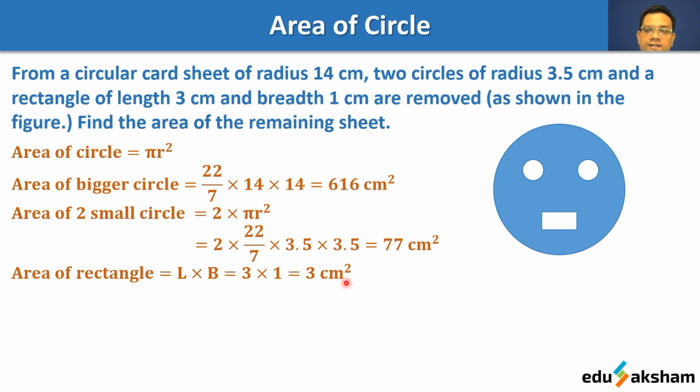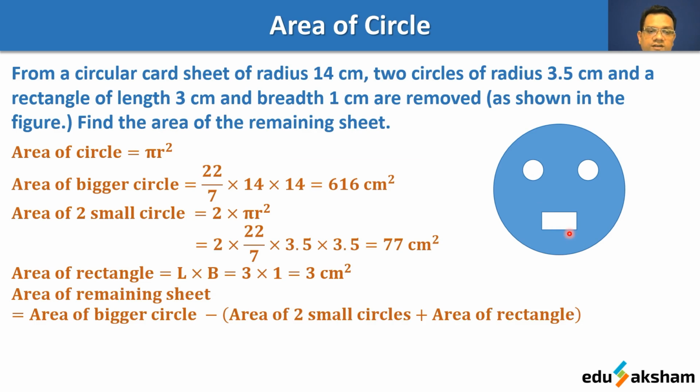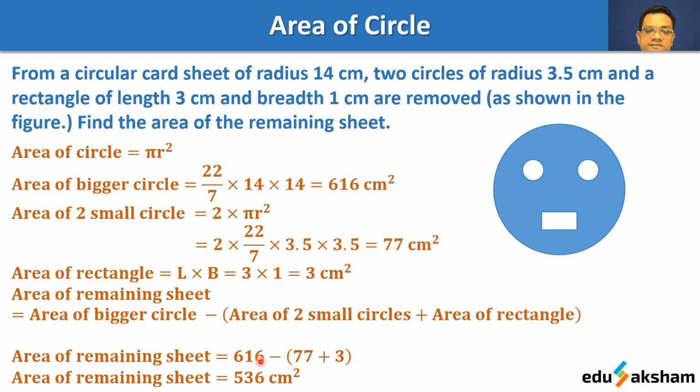Now to find the area of the shaded region in blue, we have to subtract the area of these two small circles and the rectangle from the bigger circle, right? So this is what we did. That means 616 minus 77 plus 3. Solving, we get 536 centimeter square as the area of the remaining figure.